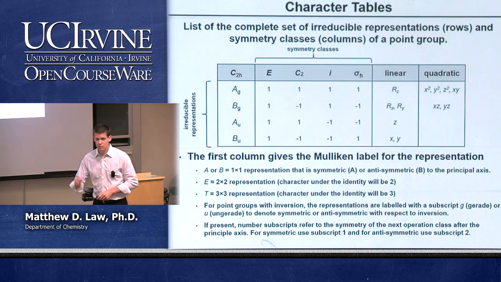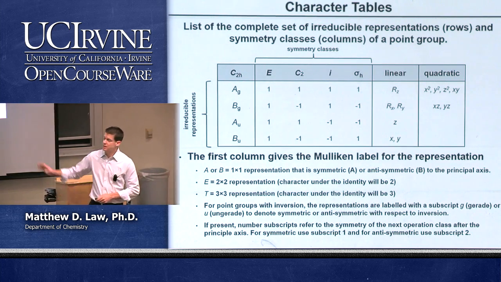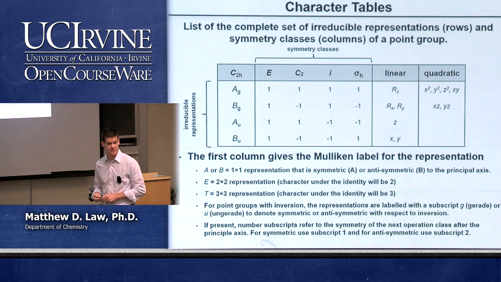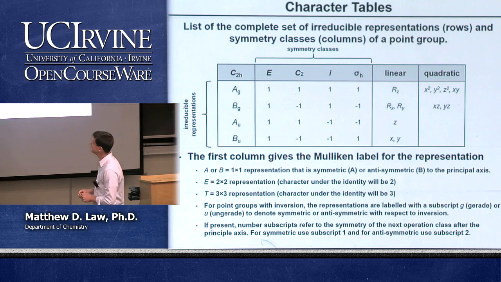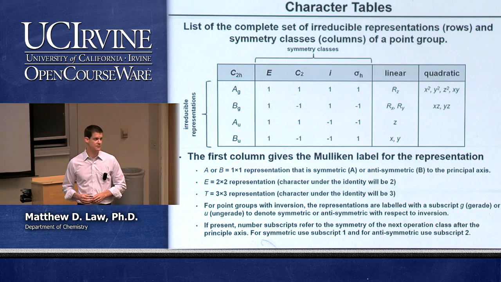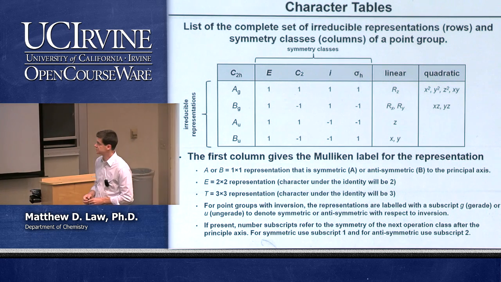Okay, so we were working with C2H, and we showed two irreducible representations, which is basically half of the character table for C2H. This is the full character table for C2H. This is what you'll see if you look at the back of your book in Appendix C, I think, where these character tables are. And this is the same format that you'll see in almost any reference guide that talks about molecular symmetry.